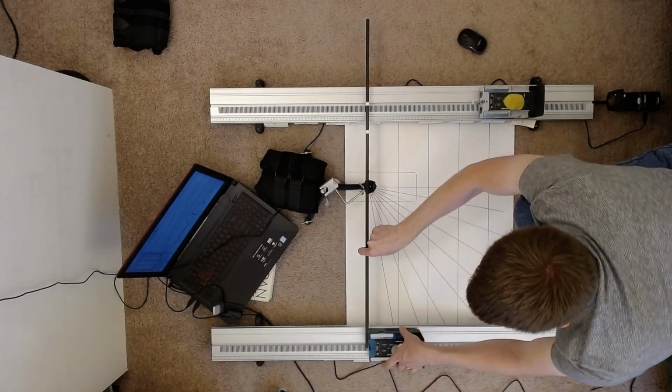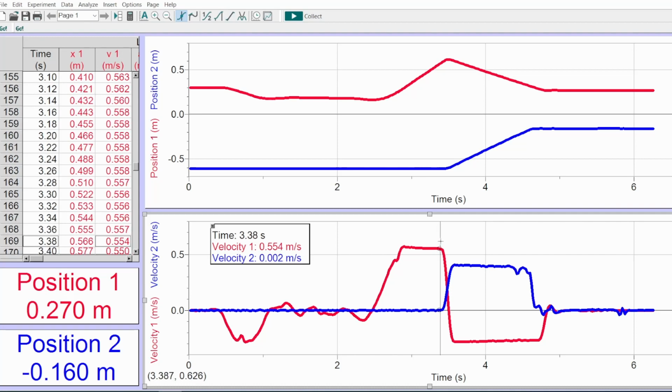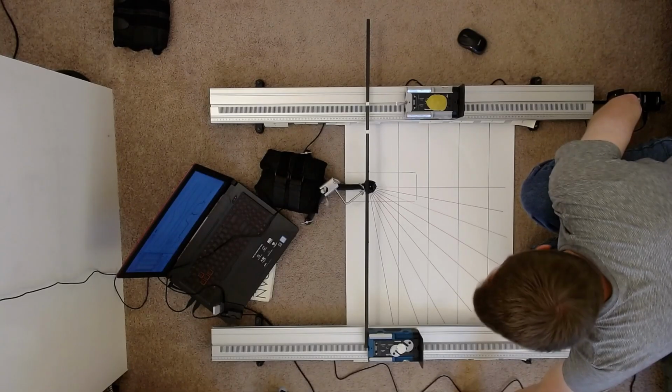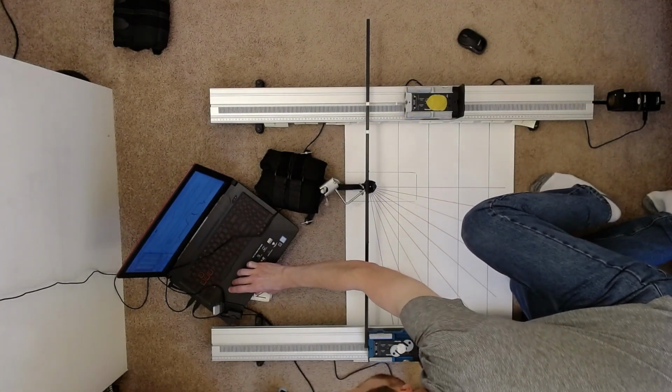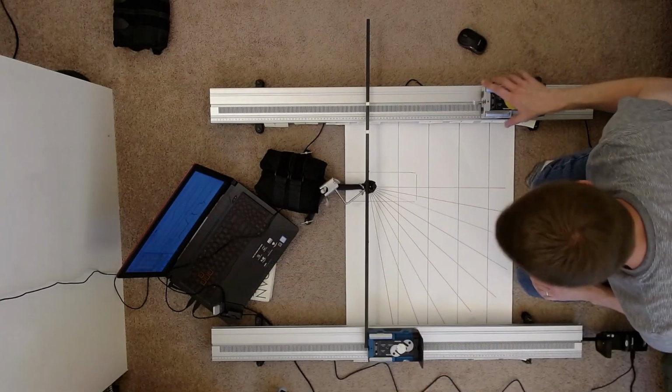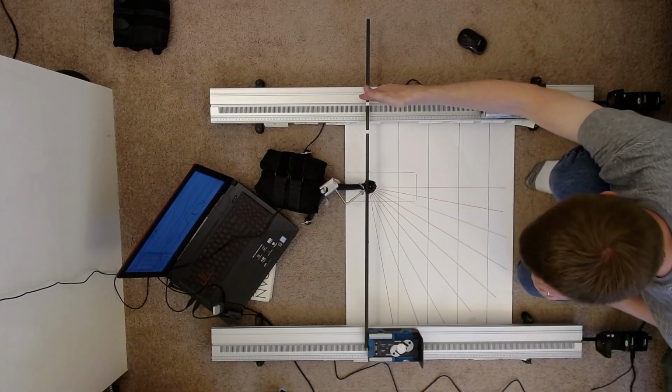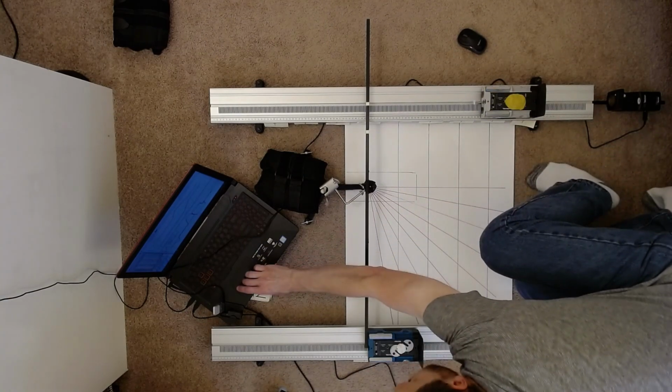All right, so let's see what we got here. Just before the collision, cart 1 was traveling at a speed of 0.554 meters per second. Just after the collision, velocity 1 is negative 0.282 meters per second. It bounced back. And velocity 2 is 0.408 meters per second. So that's trial 1. Let's save that and give it another trial. So this is equal mass hitting at half the distance, trial number 2, and here we go.